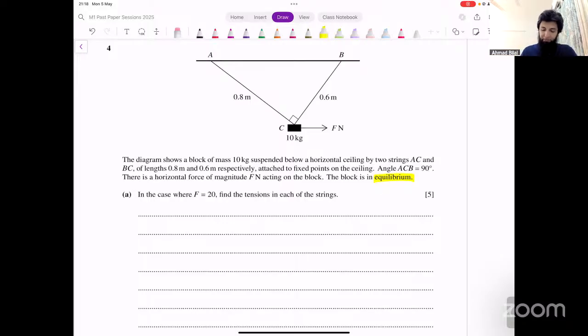Now, since it's equilibrium, all you have to do is just resolve the forces and equate the opposite forces, right? That's what we would do. We would resolve the forces and equate the opposite forces. Now, how do we resolve? For that, we need the angles. That's why we're given these lengths. So let's use these lengths first of all to find the angles. Let's call this angle something. Let's call this angle theta.